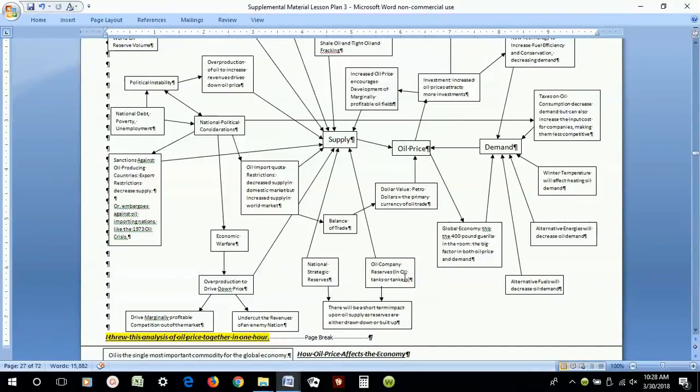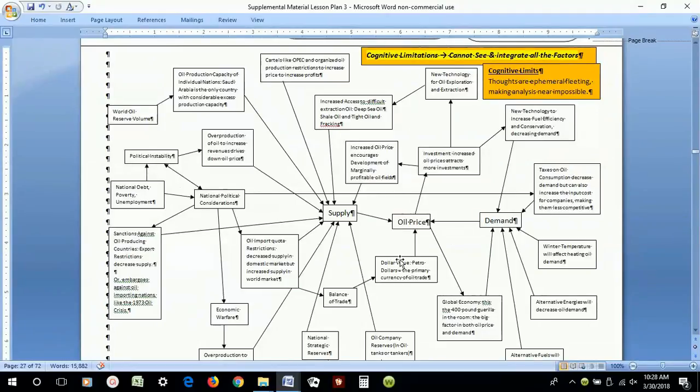Oil company reserves and tankers. So this is public strategic reserves, national strategic. But the oil companies also have reserves, and typically they hold them in either tanks on land, or in a lot of cases they just hold them in shipping tankers. All right, where are we at here?